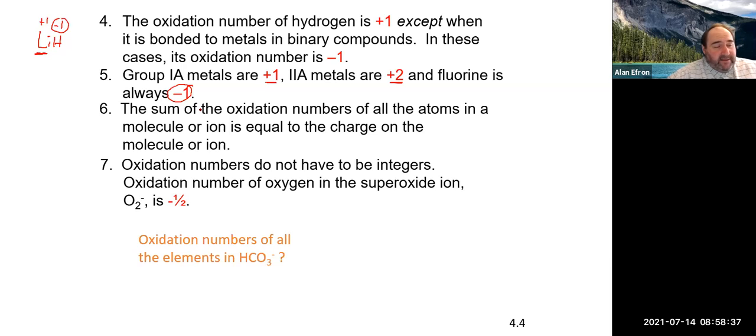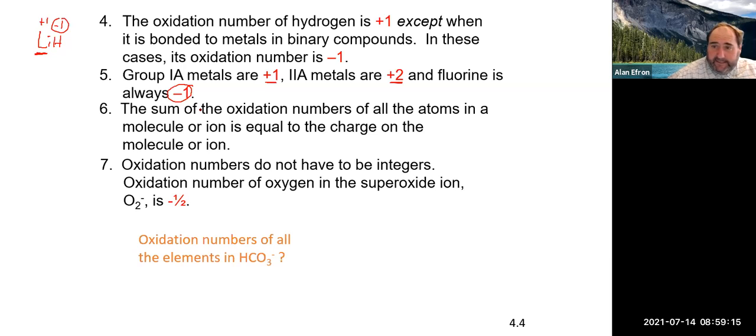Lastly, oxidation numbers do not need to be whole numbers. We can have fractions, which I guess are decimals. For example, superoxide, which is O2-, has an oxidation state of -0.5. So it is possible not to have a whole number. For the most part we will mostly see whole numbers, but it definitely is possible to have an oxidation number that is not a whole number. Any questions on that?